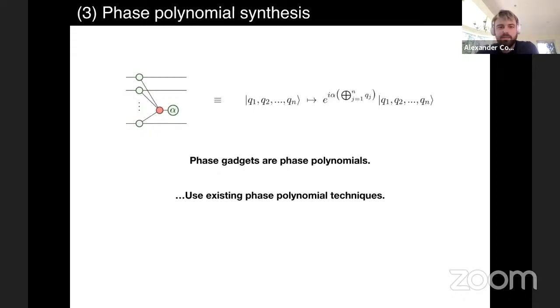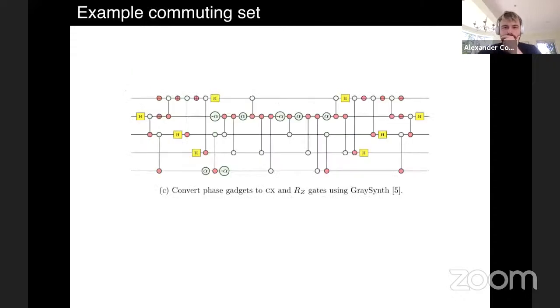And this heuristic method, we find, tends to produce synthesized circuits which have a low number of CNOTs and single qubit Z rotations. And so this is an example of what would happen after you run the previous example through GraySynth.